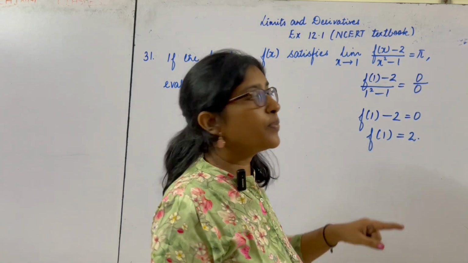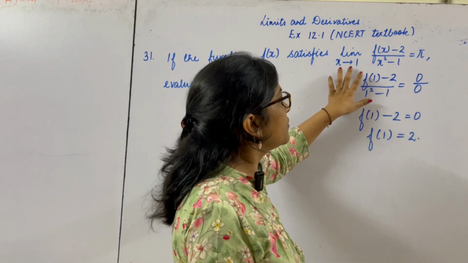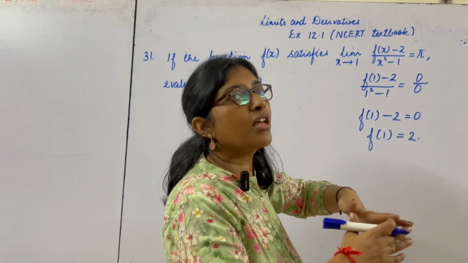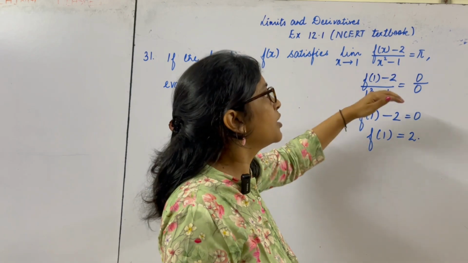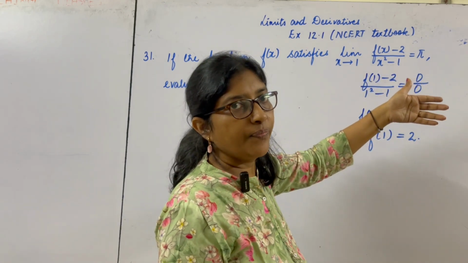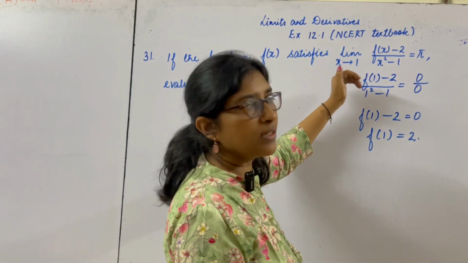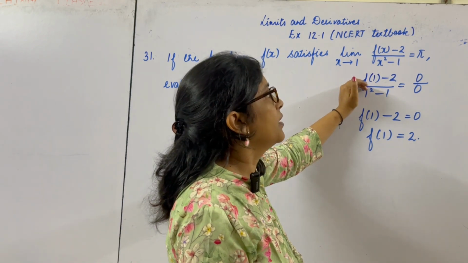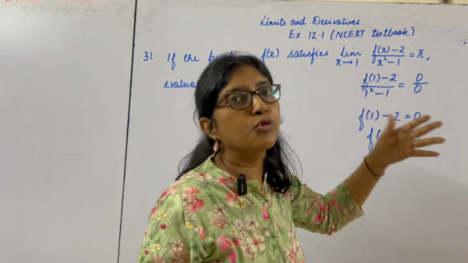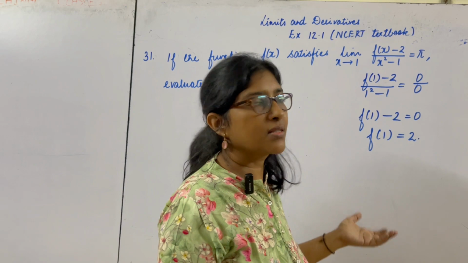See, why is this happening? It is not that we are substituting 1. We are taking values around 1 and the value is tending to 0. That is why the limit is existing. So, you shouldn't get confused with, okay, 0 by 0 doesn't exist, so how is that?